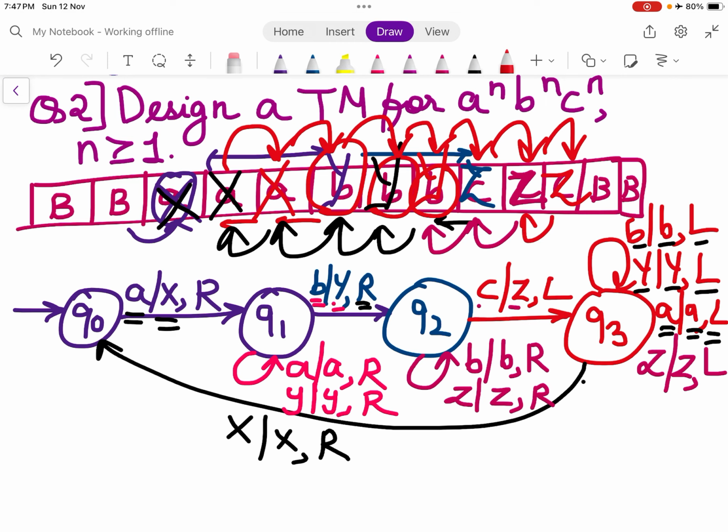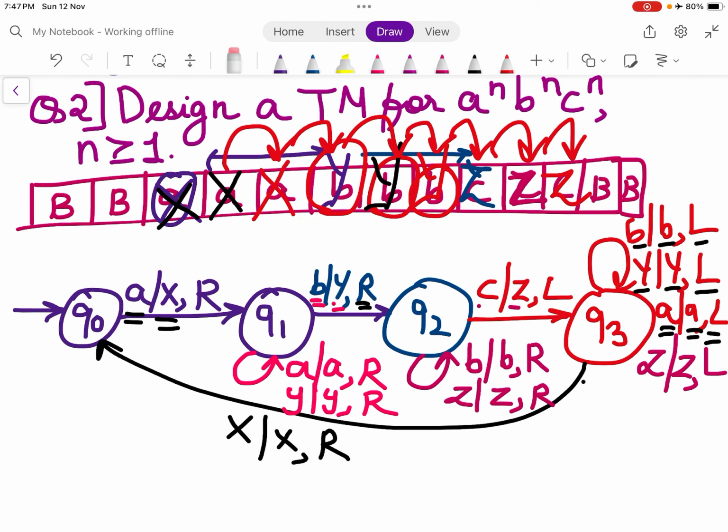You encounter a Z. Z will be kept as it is, move in the left direction. Z again will be kept as it is, again move in the left direction. Again Z as it is, left direction. Y as it is, left direction. Again Y as it is, left direction. Now you see an X. On seeing an X you will go in the right direction.